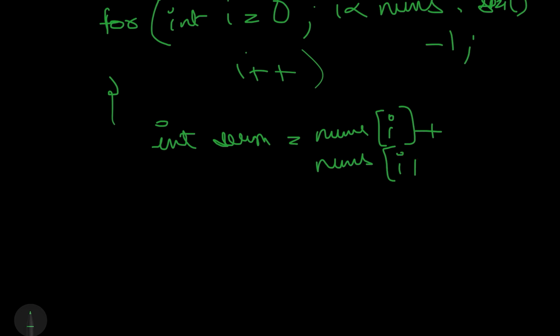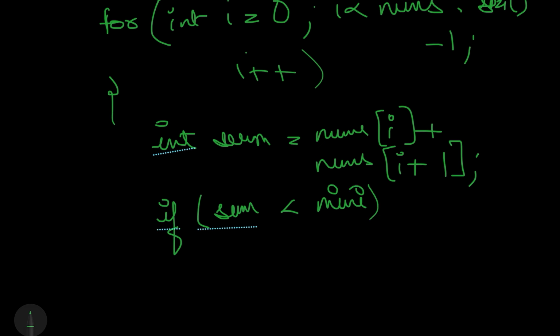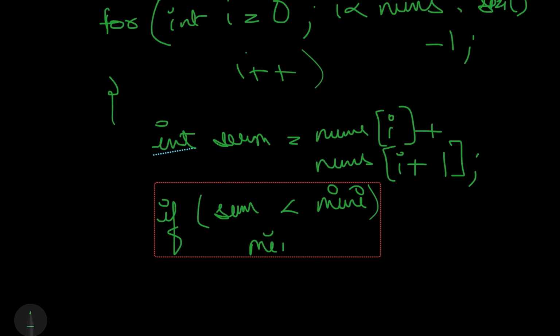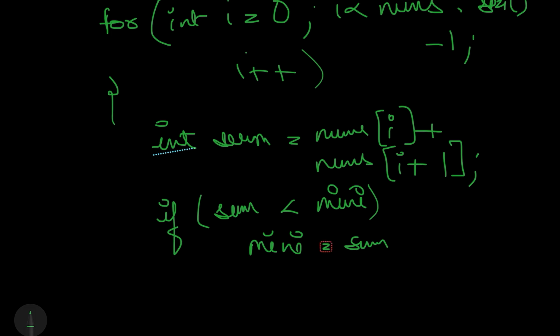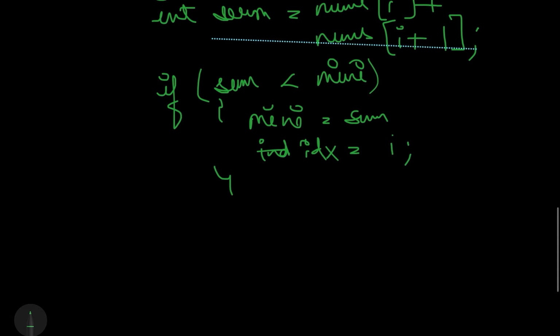Okay, if this sum is less than mini, what we are doing is first finding the minimum sum that we have seen, as in our example. Okay, and we'll store its index also. We have taken it this way: index is equal to i. Okay.